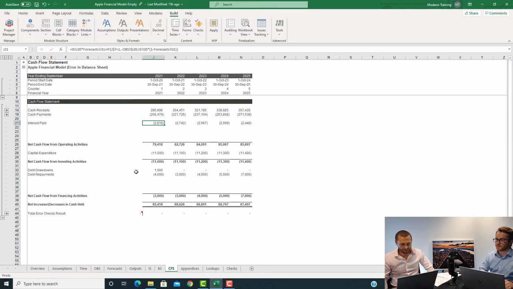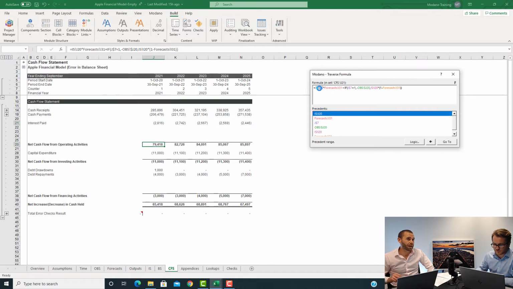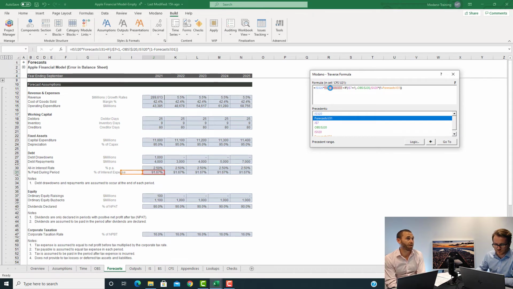Okay, so there we go. If you look at that, it's worth loading the traverse formula tool on that. Look at what it's actually doing as you bring that across. If you click on that first one and traverse it, you're saying if equals the interest expense for this period multiplied by your assumption of that 91.65%, and you're saying plus.